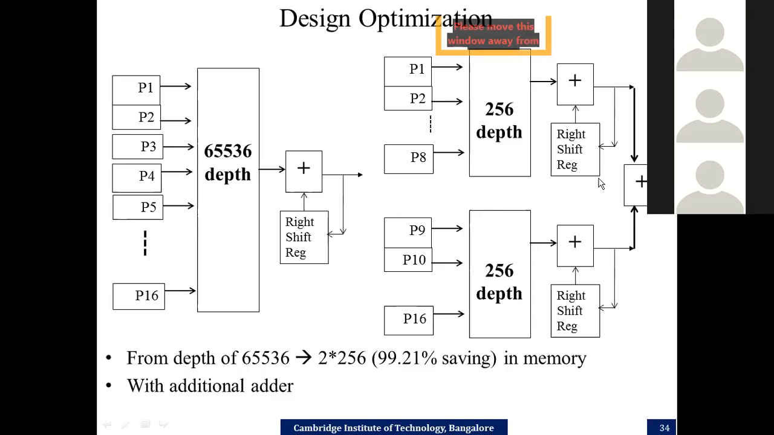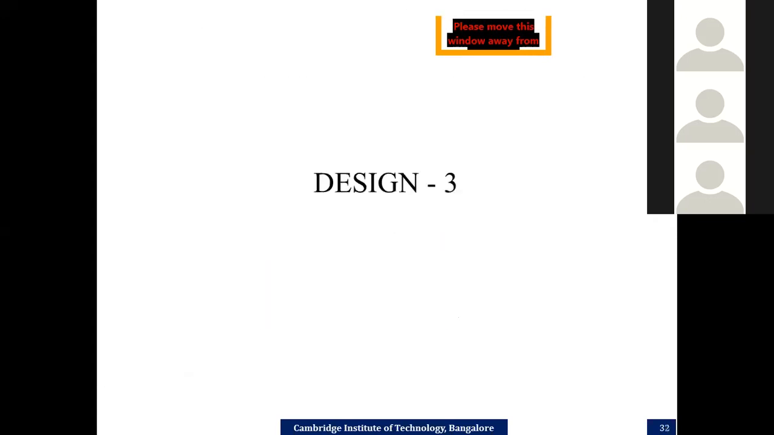Now, because of this, what happens? The LUT depth is varying from 65536 to 2 times 256, which is 512. You are able to save 99.21% of memory because of simple logic like this, at the cost of one extra adder. See, this is the beauty of this architecture. Just by small manipulation with your mathematics, you are able to optimize your hardware memory requirement, and you are able to implement the entire structure, which is better than using 65536. I hope you understood the design optimization. Take it as design 3.